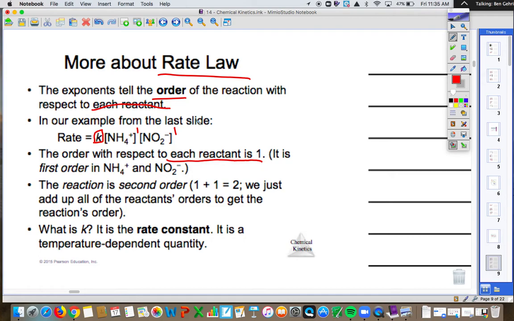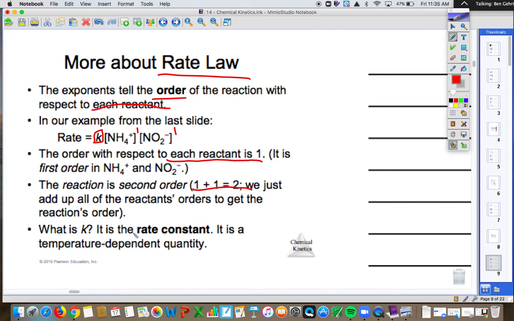Now if I'm looking at the reaction as a whole, my reaction is second order, because I take my exponents and I add them together. So 1 plus 1 equals 2. You add up your reactant orders to get the reaction's total order. So if this is first order and this is first order, the reaction as a whole is second. If this were to be first order and this were to be second order, my reaction would be third order. And we're going to work on this, we're going to look at this in the coming days.